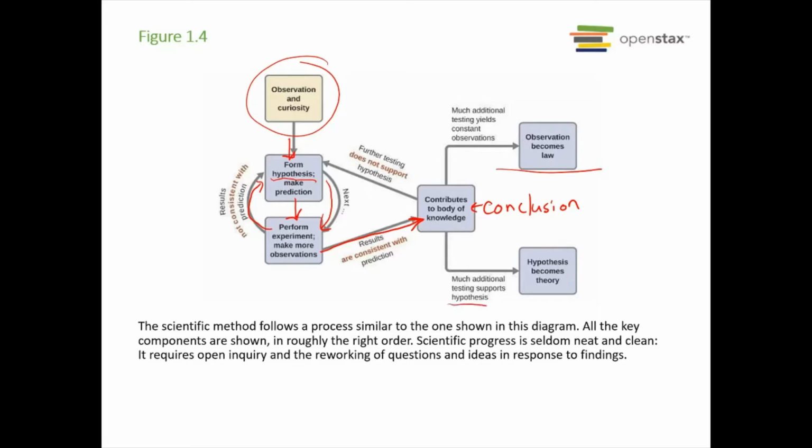Now, if there's a bunch of testing on a hypothesis and the testing constantly supports it, that hypothesis becomes a theory. So theories are very strong ways of describing why something happens, maybe even how they happen. Okay, so hypotheses and theories describe. Observations and laws, you're just looking at it on the surface.